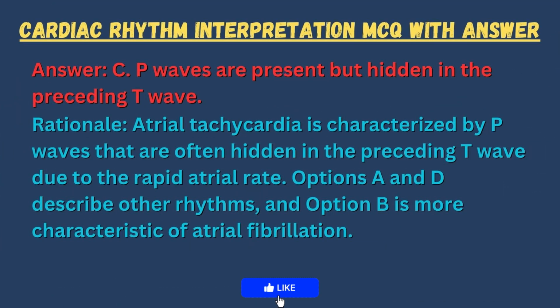Answer: C. P waves are present but hidden in the preceding T wave. Rationale: atrial tachycardia is characterized by P waves that are often hidden in the preceding T wave due to the rapid atrial rate. Options A and D describe other rhythms, and Option B is more characteristic of atrial fibrillation.